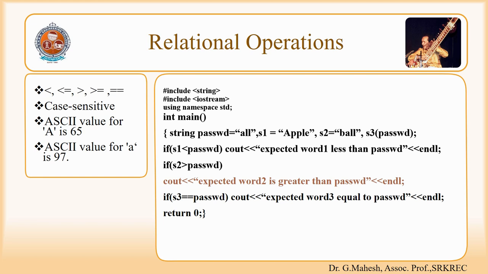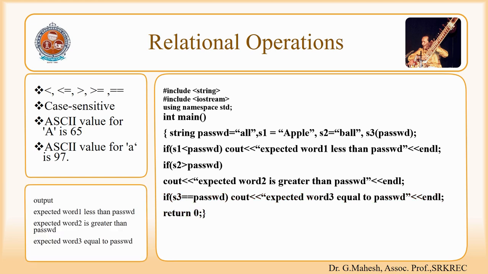And then S3 is already created using the password. Therefore, if S3 equal to password, expected word 3 equal to password, and return 0, and the output will be like this. Expected word 1 is less than password, expected word 2 is greater than password, expected word 3 is equal to password.